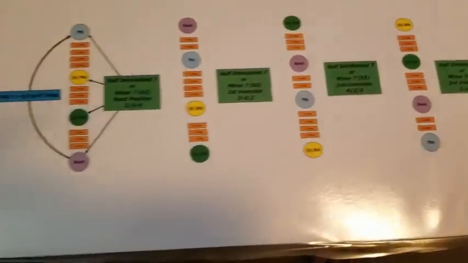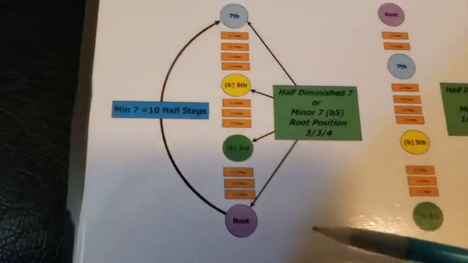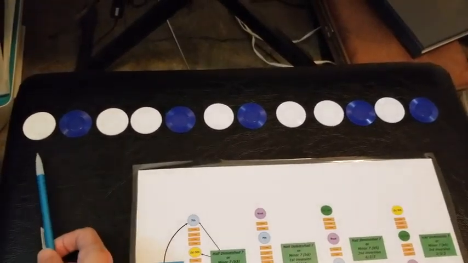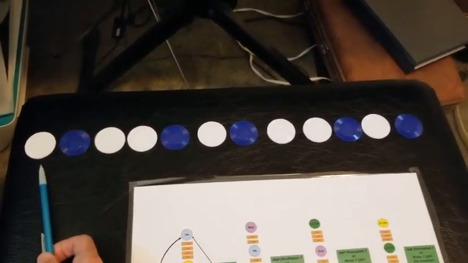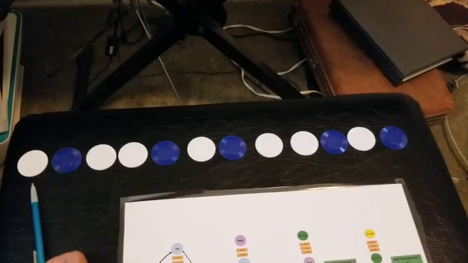Now, I'm going to show this in root position using our chromatic scale. I have here the chromatic scale, our poker chips, starting on A. So you can see we have an A chromatic scale.